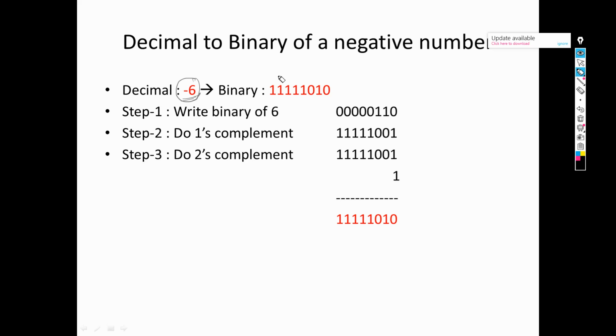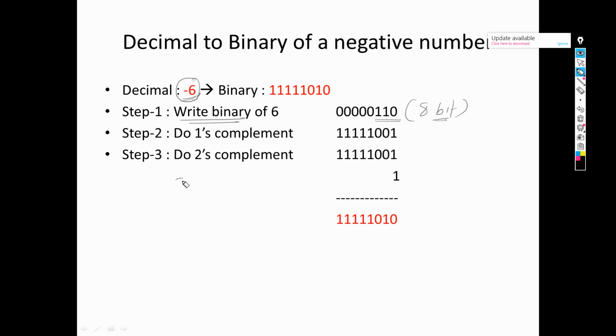For that, first of all, write the binary of 6. Very simple, forget about the sign. Write the binary of 6. What is the binary of 6? But yes, that should be in 8-bit representation. That should be in 8-bit representation. Okay, so actually the binary of 6 is 110.